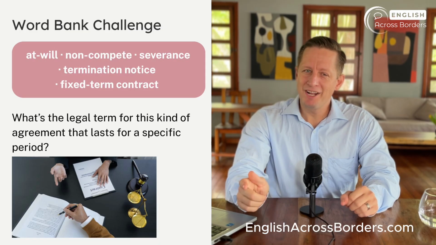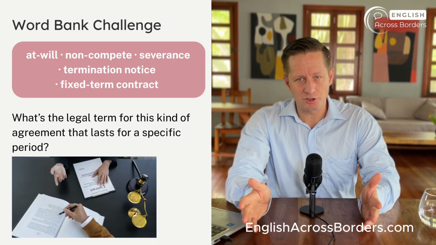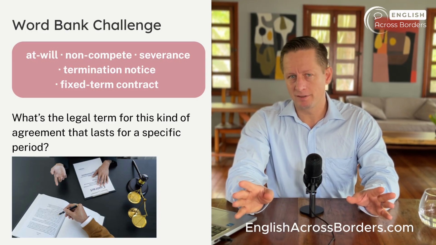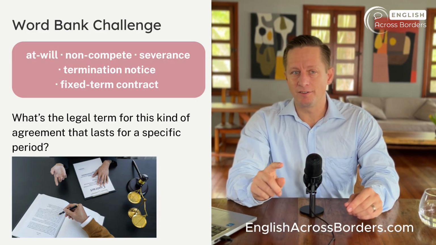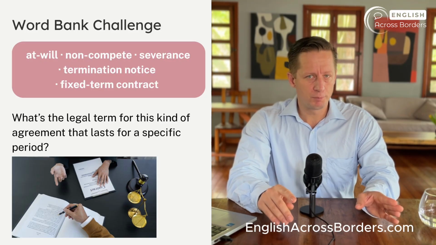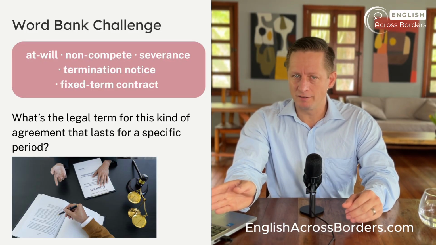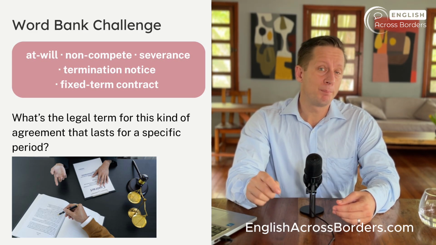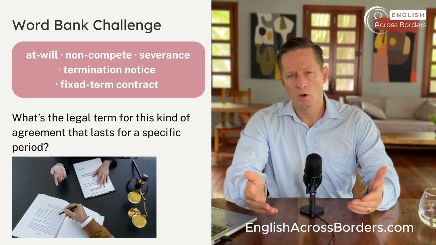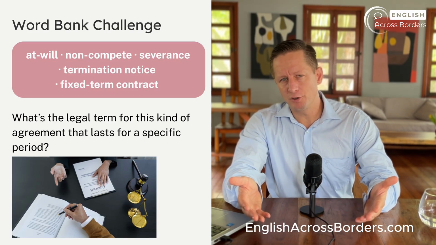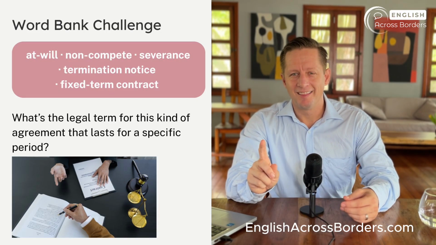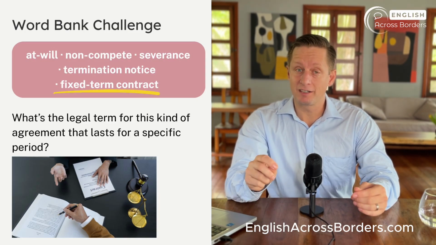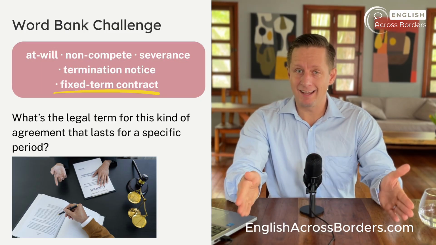Now, imagine a company hires a project manager for exactly 1 year to oversee a big construction project. The contract clearly states the start and end dates, no surprises, no automatic extensions. This setup is common when employers need someone for a specific period or task. What's the legal term for this kind of agreement? The answer is fixed term contract. This means the contract has a clearly defined start and end date.